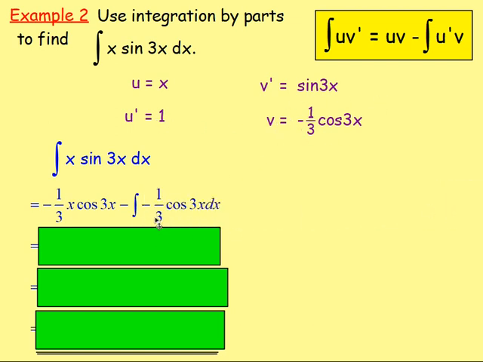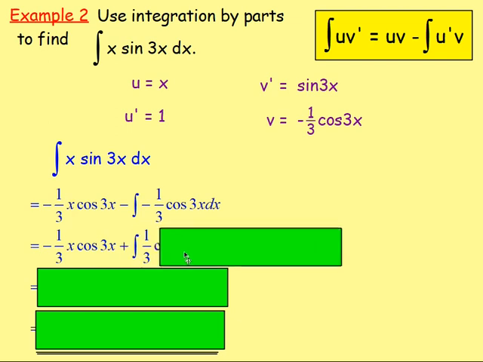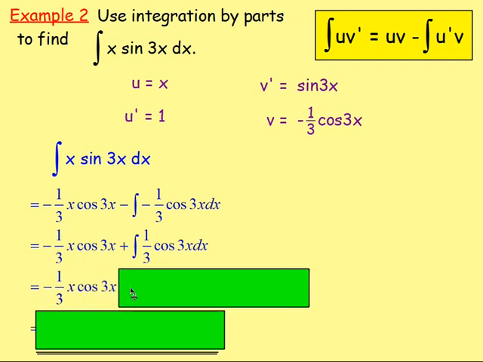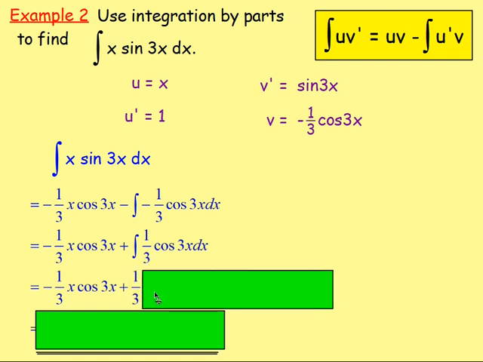After that, what you can think is, look at it. In the middle, you've got two negatives. Well, the two negatives make a positive. So take this negative outside the integral sign, and you would have negative 1/3 x cos 3x plus the integral of 1/3 cos 3x. You can then integrate. So negative 1/3 x cos 3x will stay as it is. The 1/3 will stay just as it is.